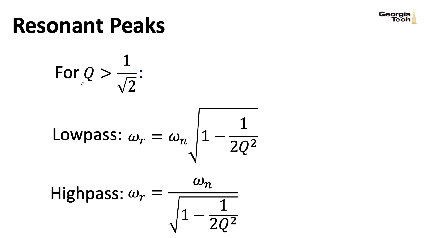Notice, though, that these resonance peaks only occur for Q bigger than 1 over square root of 2. And if you look at these formulas, you see that must be the case, because if you had Q less than 1 over square root of 2, you would wind up with a negative number under the square root, and that would give you an imaginary number here, and that wouldn't make any sense at all.